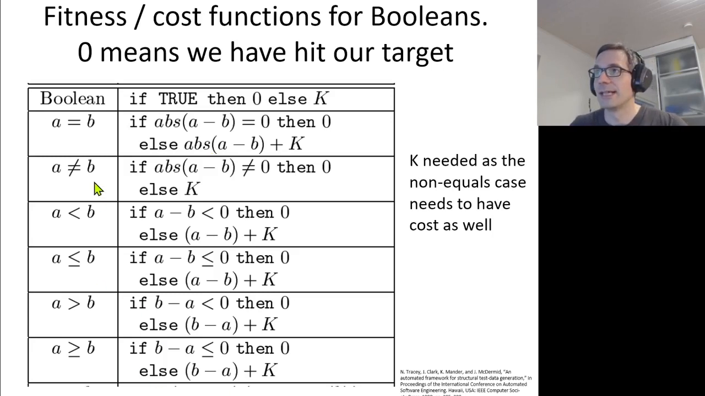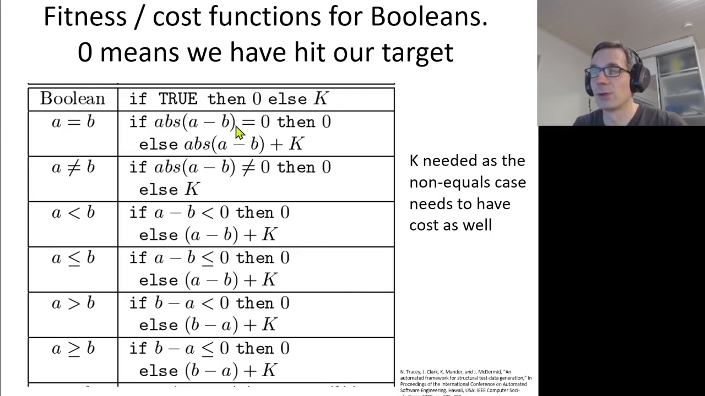This is also extended to other booleans in this table. You see this mystical k here. It is needed because the non-equals case needs to have a cost as well. The non-equals case is something that you hit pretty easily, since it is the inverse of A equals B. You hit it almost every time, sometimes just by random chance. But now you need some type of cost for it in the fitness function, so that you can strive towards 0. So you must have some fixed cost for that case. This k is entered there, and it is also added to all the other cases to keep the costs similar between all the booleans.